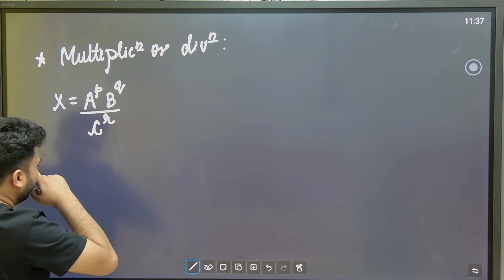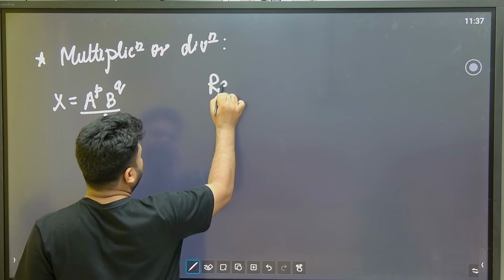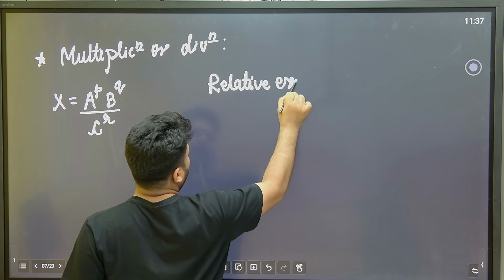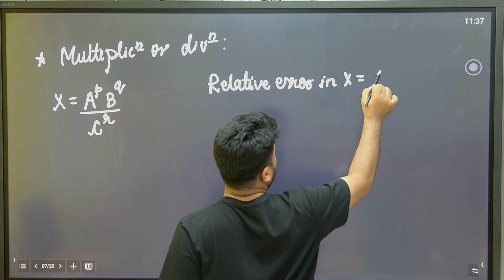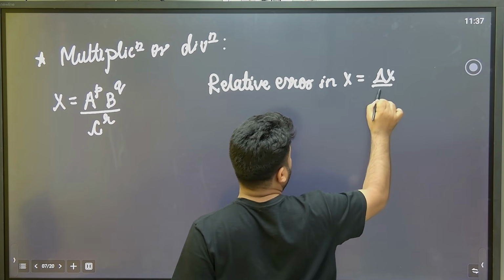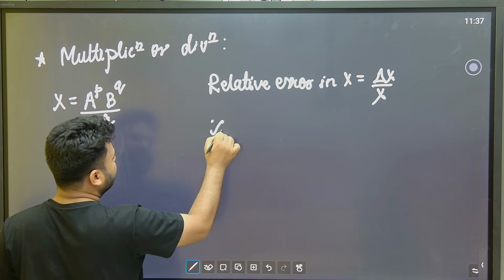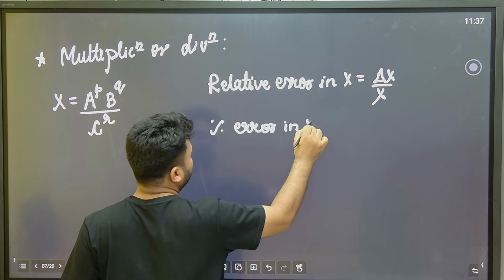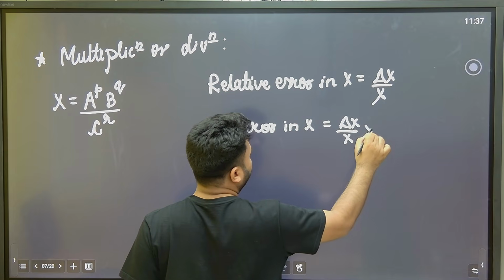So, relative error in x. If someone asks what is the relative error in x, what do we write? Delta x by x. If someone asks what is the percentage error in x, what will we write? Delta x by x into 100.